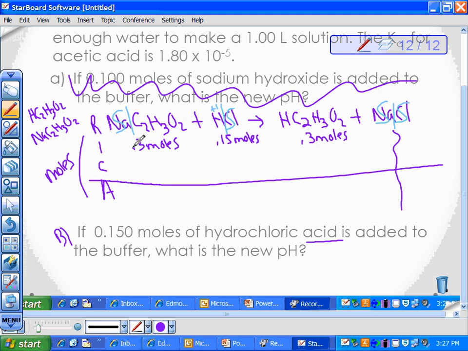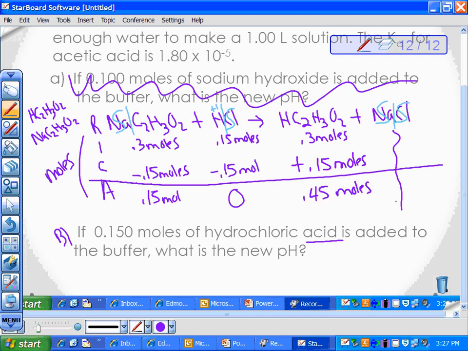Alright, smallest number goes away on the reactant side. This is our smallest. This is one way you could have done a limiting reagent problem. So it's going to 0. That's right, 0.15 moles. You get 0.15. And if you subtract on this side, you add on this side. Alright, so now we're done with that. We're going to look and see what we got.